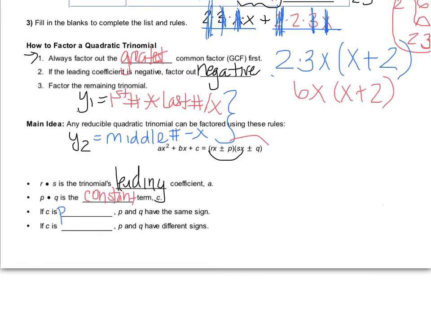If C is positive, then our parentheses will have the same sign. So if C was positive, then both of these would be either both positive or both negative. If C is negative, then my parentheses are going to have different signs.